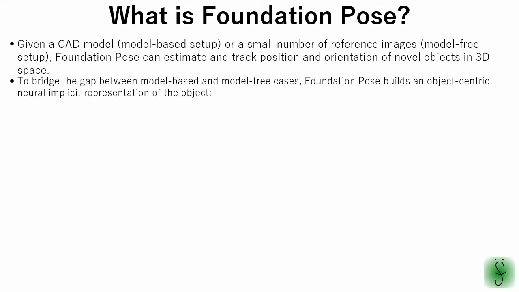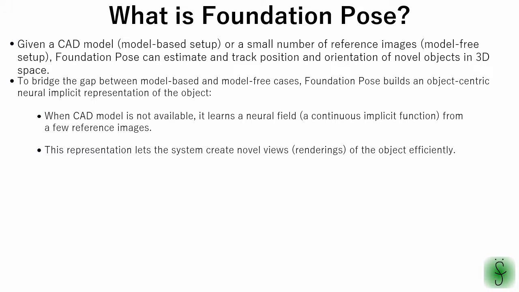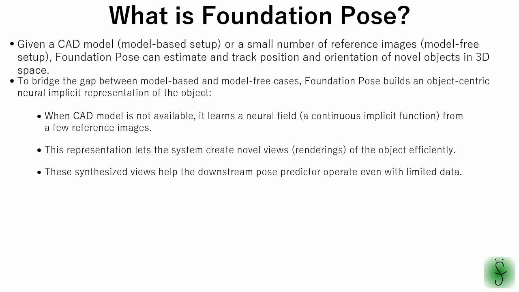To bridge the gap between model-based and model-free cases, FoundationPose builds an object-centric neural implicit representation of the object. When a CAD model is not available, it learns a neural field from a few reference images. This representation lets the system create novel views of the object efficiently. These synthesized views help the downstream pose predictor operate even with limited data.